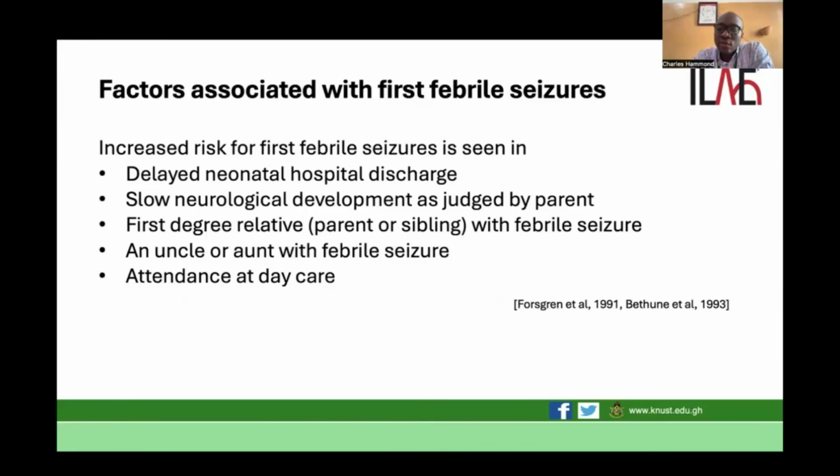And again, the study also said that if you have a first-degree relative with a history of febrile seizure, you are at increased risk of febrile seizures. Again, they looked at second-degree relatives like uncles and aunties with febrile seizures. And then that also increases the rates, but not as high as when it is a first-degree relative. And again, attendance at a daycare also increases the rates of the child having a first febrile seizure. And that is quite understandable because most of these viruses are circulated and shared amongst the children attending daycare.